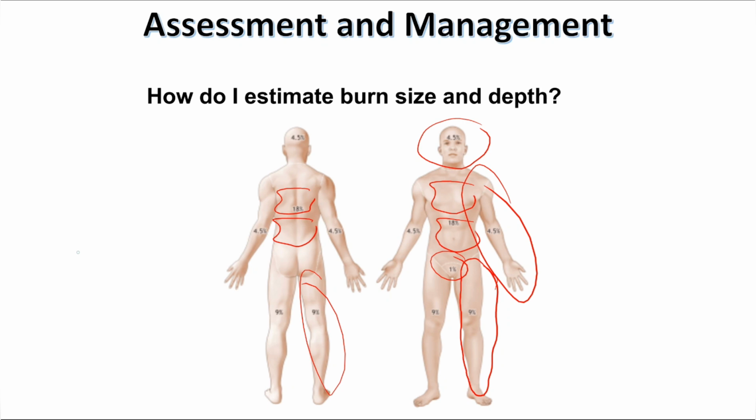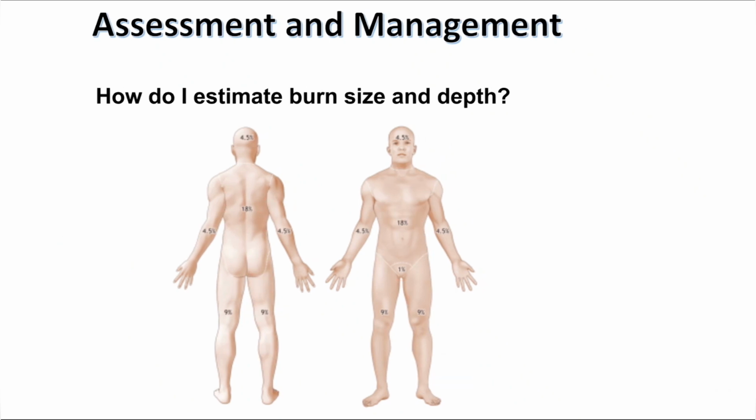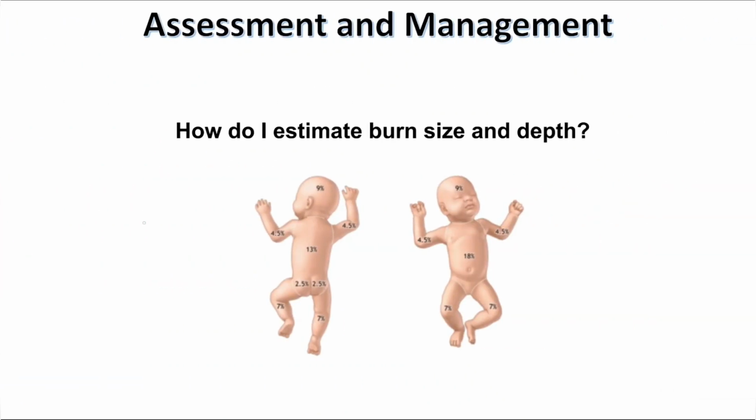If you cannot define it, you have to estimate by the hand of the patient. The hand of the patient, including the fingers, equals 1%. In children, it has a different estimation, because their head is larger, 9 and 9 equals 18%, and legs are 7%.